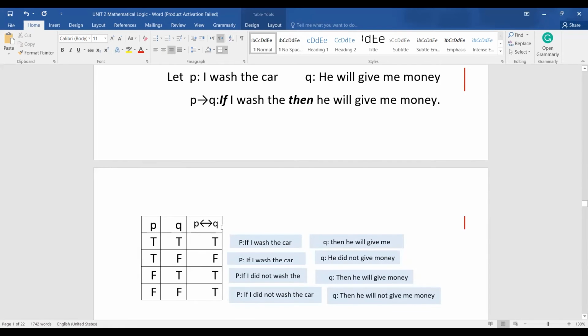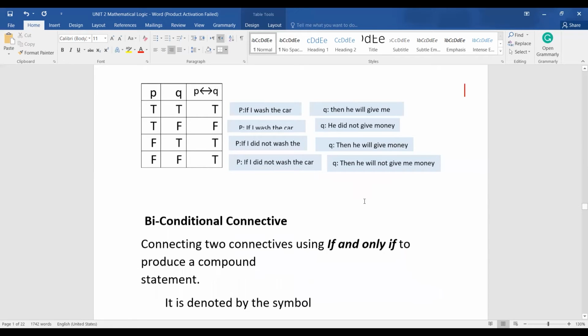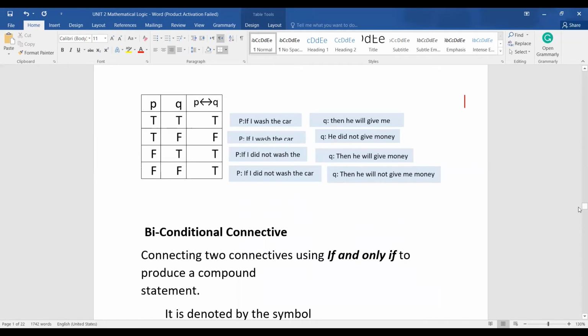The second table, we're doing it. If I wash the car, then he will give money. If I wash the car, he did not give money. If I did not wash the car, then he will give money. If I did not wash the car, then he will not give me money. So I think here will be a false, right?